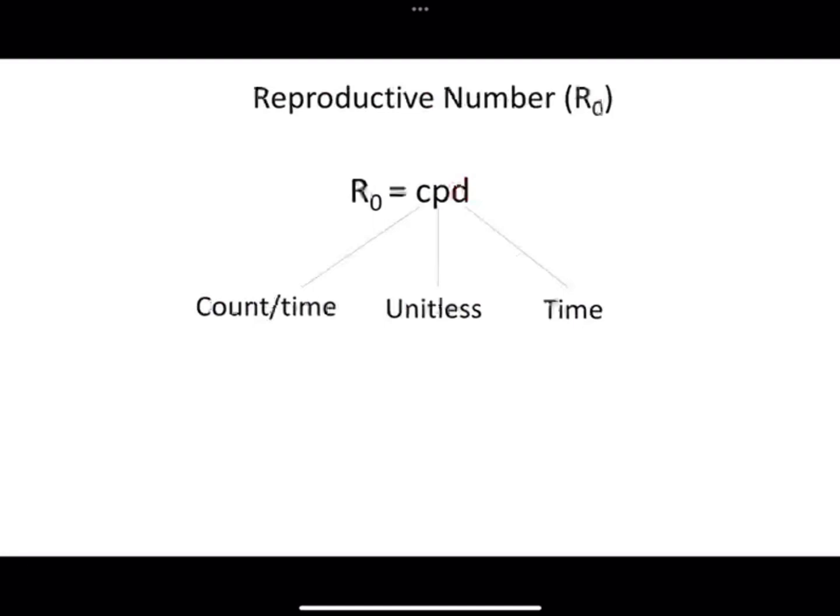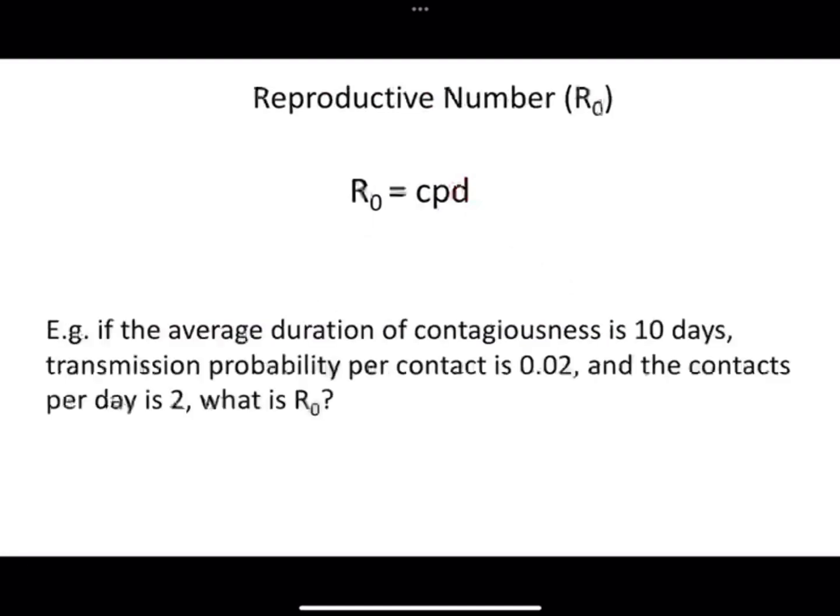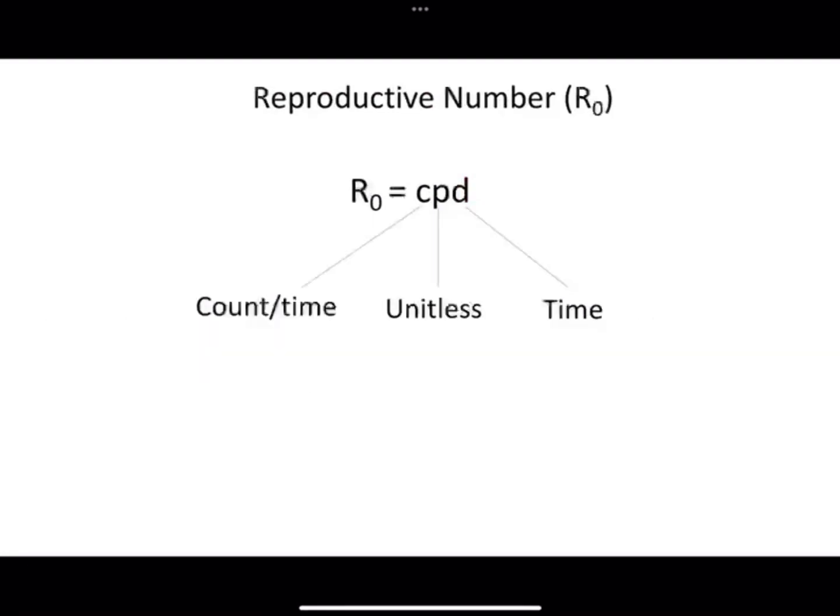So yeah, our reproductive number is unitless, just because for C you have time in the denominator, P is unitless, it's a probability, and D has time in the numerator, so you end up with, actually no, it's not unitless, R naught's just a count, sorry. So the number of people that you infect, we already talked about that. Sorry.